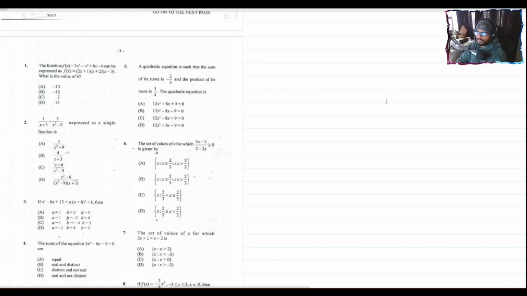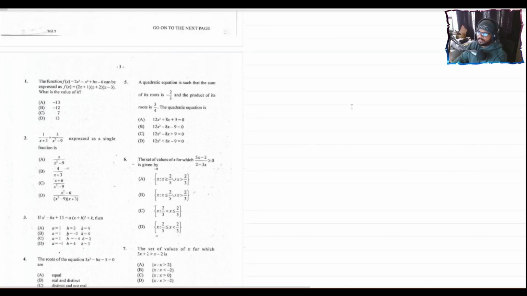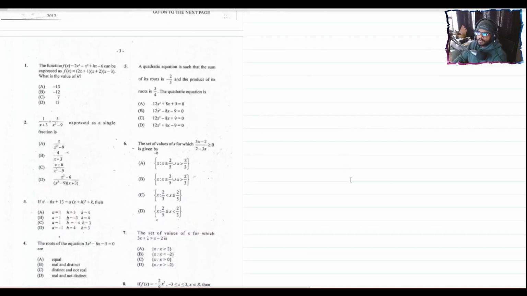Alright, let's go. We missed a couple in the playlist, so we are doing 2017, paper 1, AddMaths. Let's get going. The function f of x can be expressed as, so they factorized f of x, so what we have to do, we just have to expand out the three brackets and see what the coefficient of x is. So I'm going to do something a bit smart here.